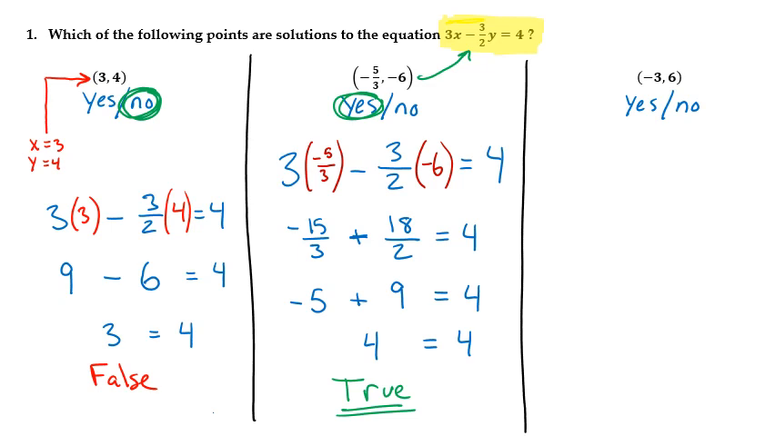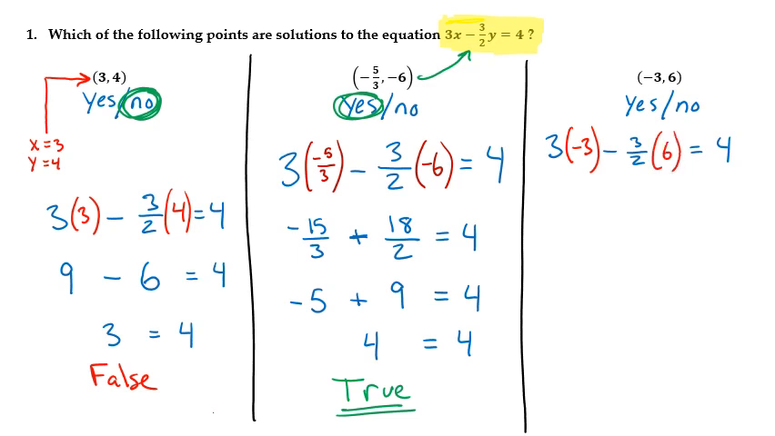All right, so last one. We've got 3x minus 3/2 times y is equal to 4. Same as before. The first number is the x. That's being replaced in for the x. So that x becomes a -3. The second number is the y. That number is being replaced in for the y. So let's go ahead and erase that y and put in a +6.